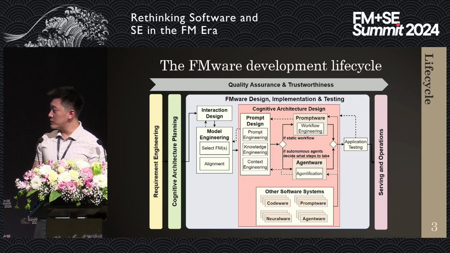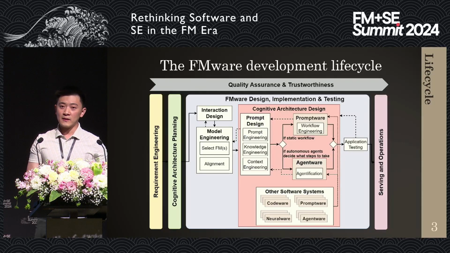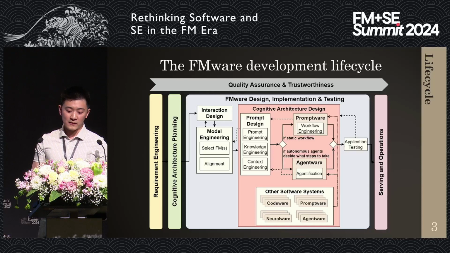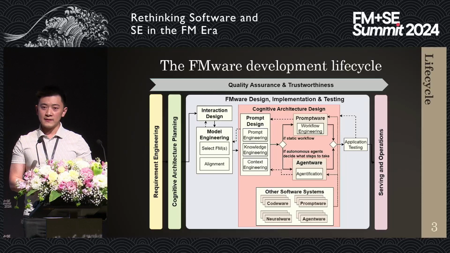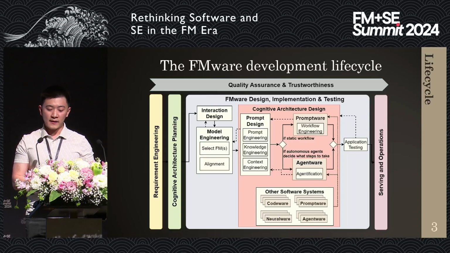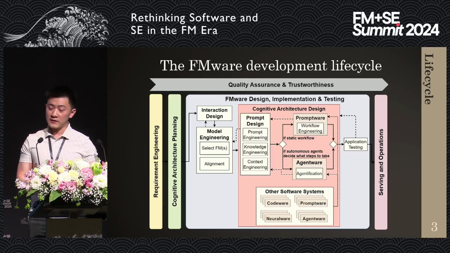Then we move into a phase called cognitive architecture planning, which we think is very crucial but very novel in the FMware development lifecycle. In traditional software, after requirements, we would make the architecture design of the system, essentially determining how it should be implemented. What is the equivalent of traditional software architecture in FMware? We believe it's called cognitive architecture.